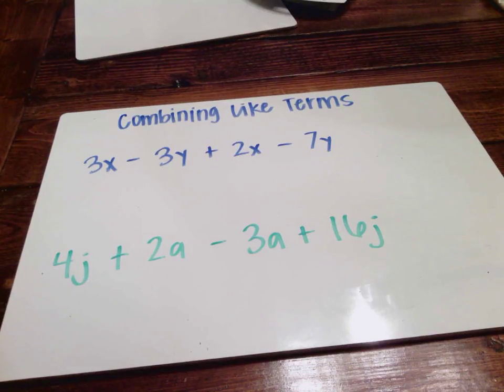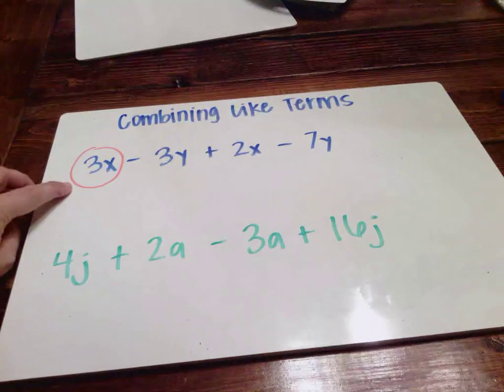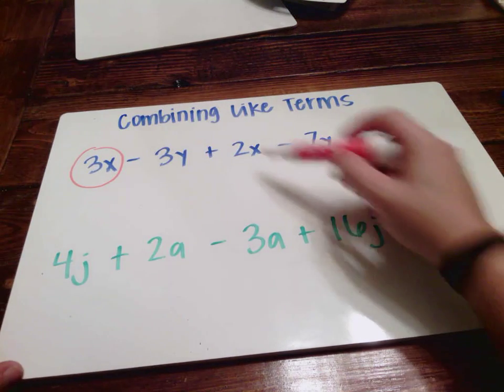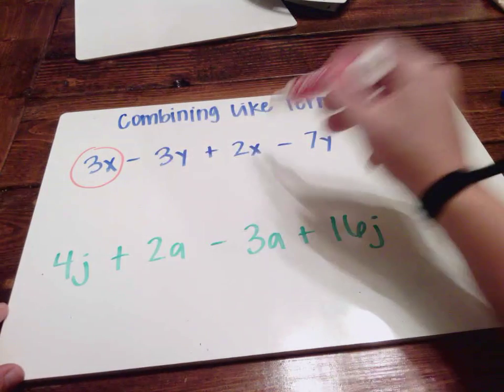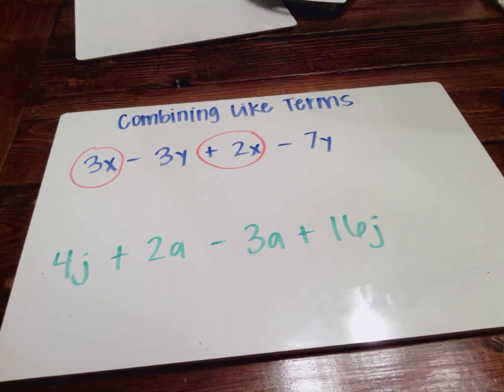So whenever I combine like terms, I circle and square off my like terms. So let's look at this one first. I'm going to start with my x. Now, when I circle off my like terms, I include the sign that's in front. So looking here, I see that 2x is like 3x. But when I circle it, I'm going to include that sign that's directly in front.